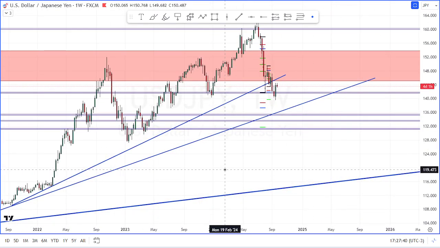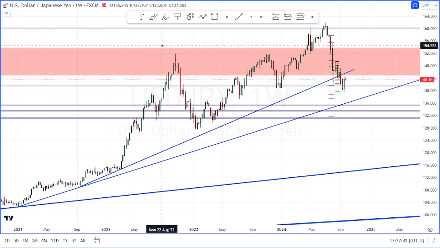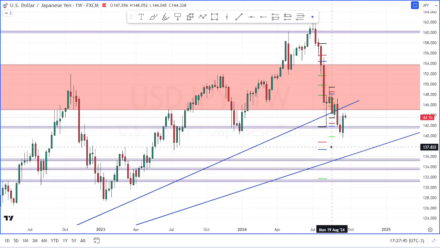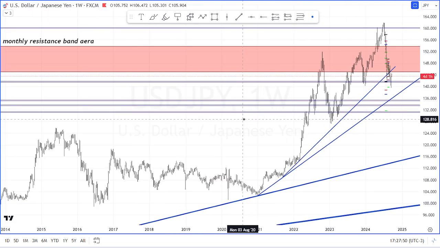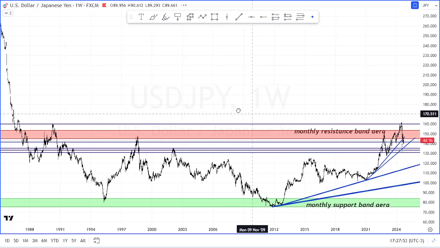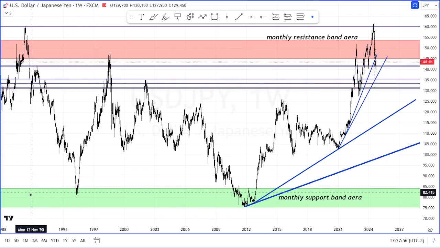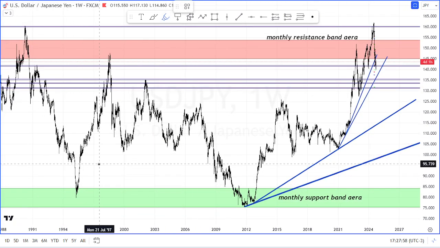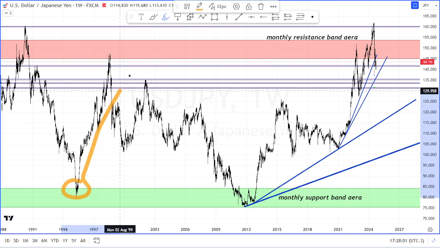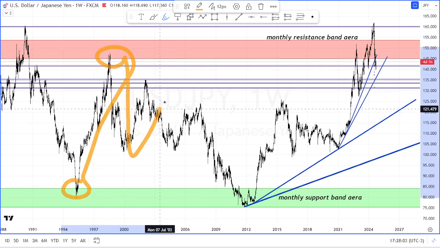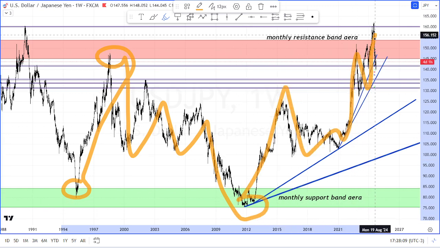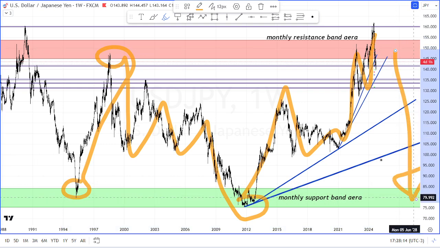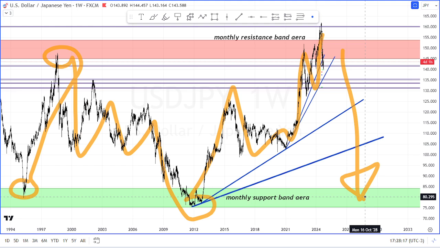Now, this is the monthly resistance band area. Like I said in one of my previous videos, once the market approaches monthly band areas, the next thing we are expected to see is price starting to fall, just like what happened here. I always talk about this. It went up, came down, and now we are up. So long term, at this point in time, we're expecting price to come down here.